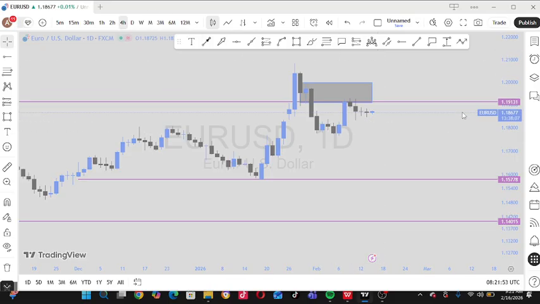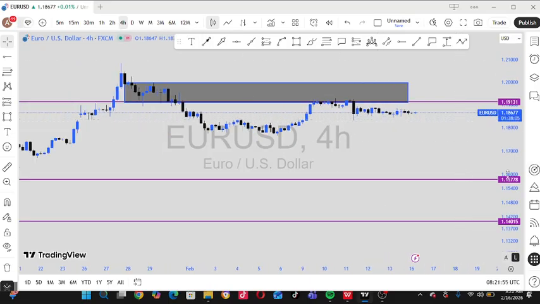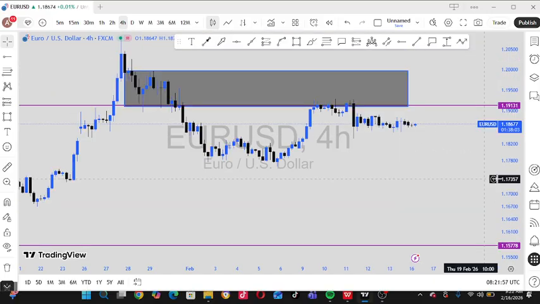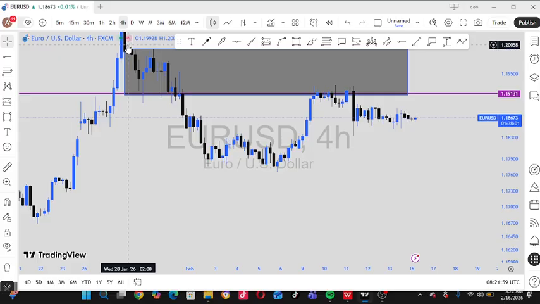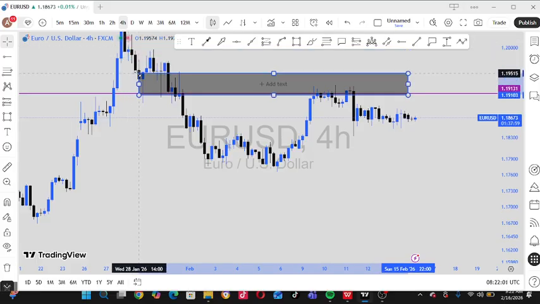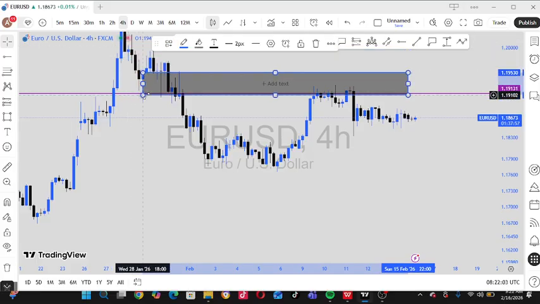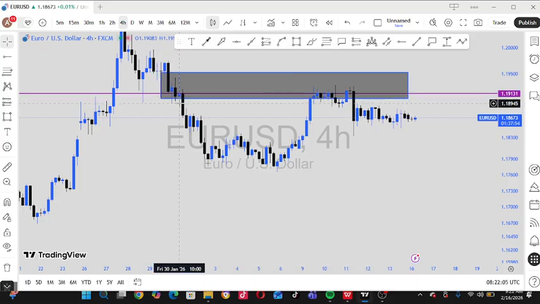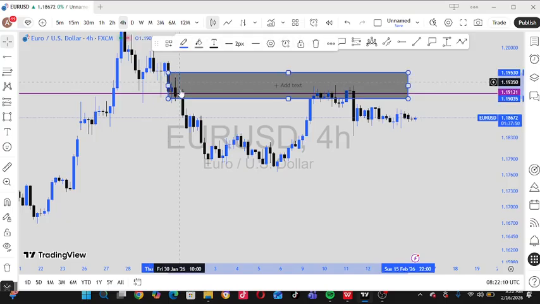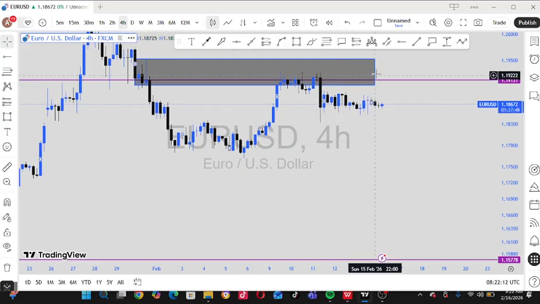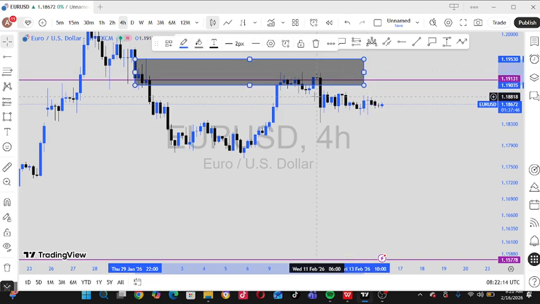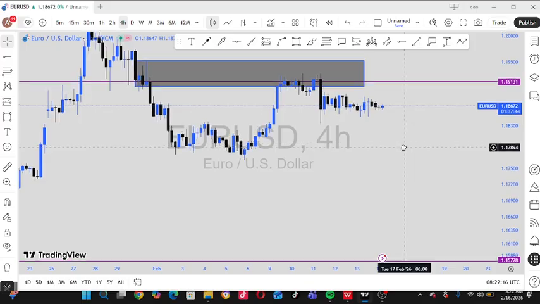Then let's go to 4 hours. Let's see where we can enter this trade. On the 4 hour time frame, we have this zone as our supply zone. This is the last buy candle before the impulsive move to the downside. So this candle is our supply zone. So we expect the market to come down from here.